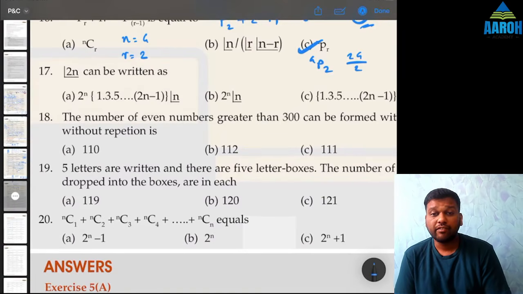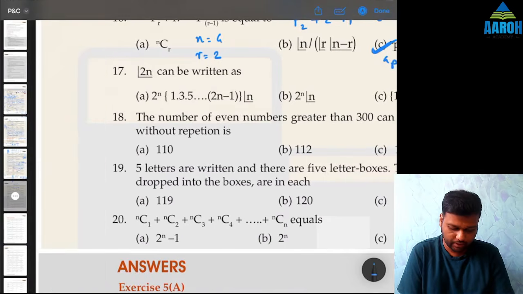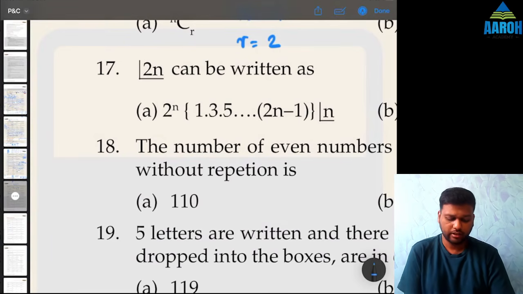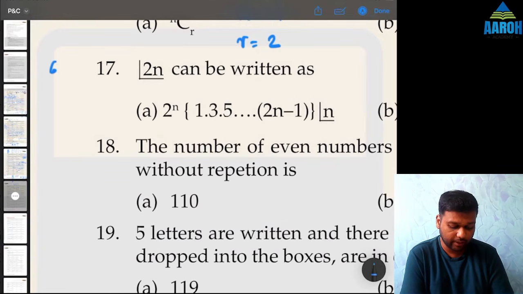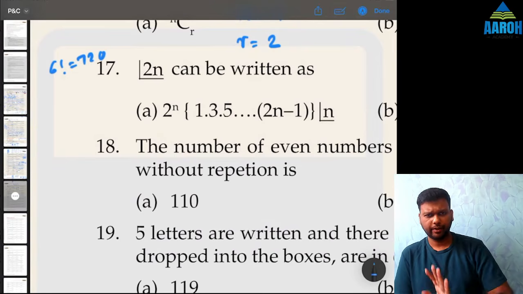17. 2n factorial can be written as. Now here it is better to assume some numbers and go by that. Let's assume n as something like maybe 3. Okay. So 2n factorial will be what? 2 into 3, that is 6 factorial, which is 720. Now we have to see which option gives us 720.